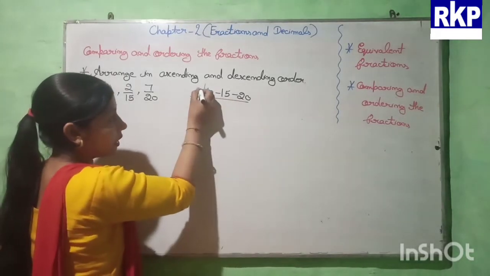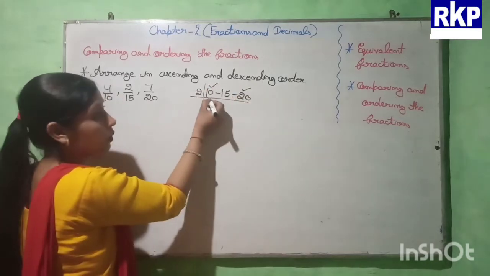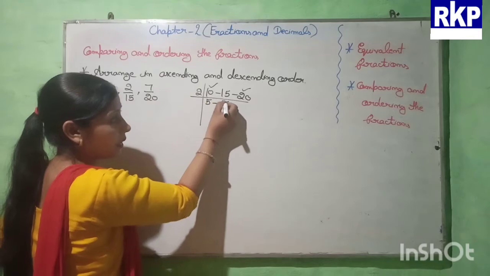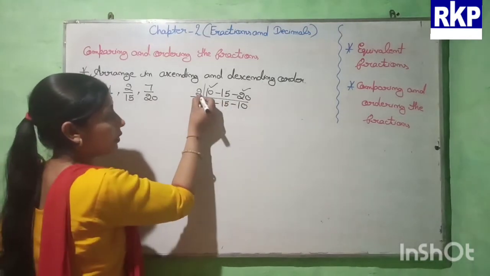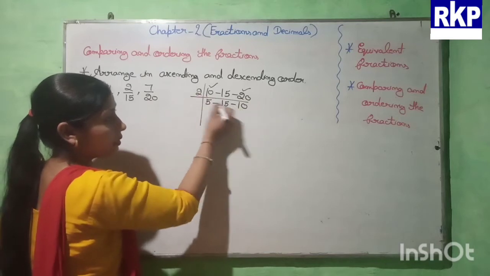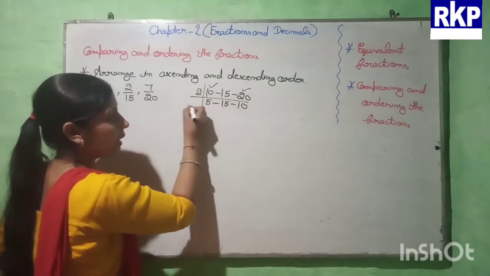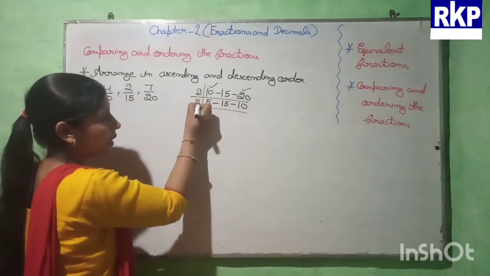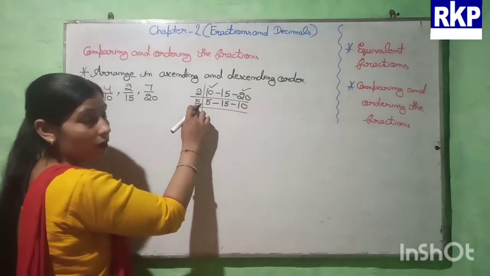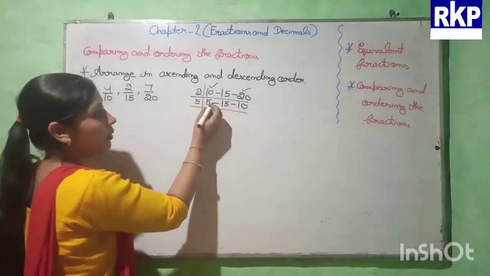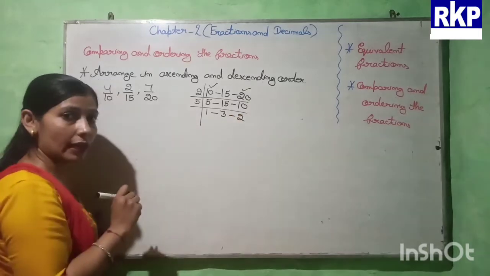So first of all we will find out the LCM of these. Here we can divide this and this by 2. 2 5s are 10, 15 as it is, 2 10s are 20. Here we write 2 and here we write the quotient. But here we cannot divide this by 2, so we write it as it is. Now we can divide this and this also by 5. So here we will write 5. 5 1s are 5, 5 3s are 15 and 5 2s are 10.